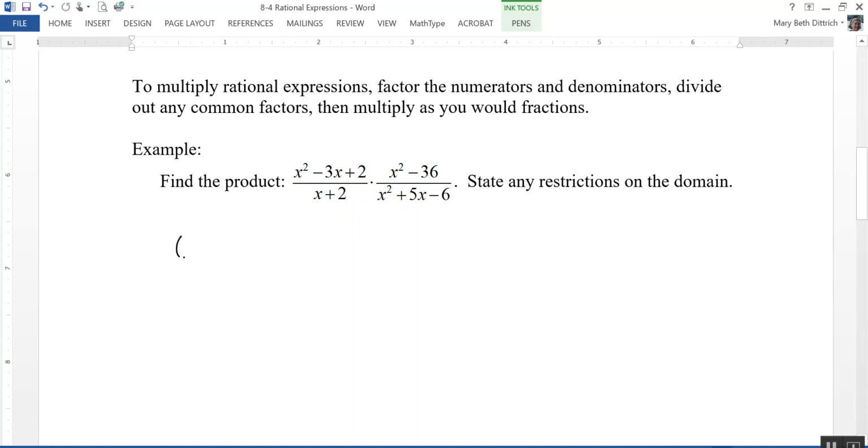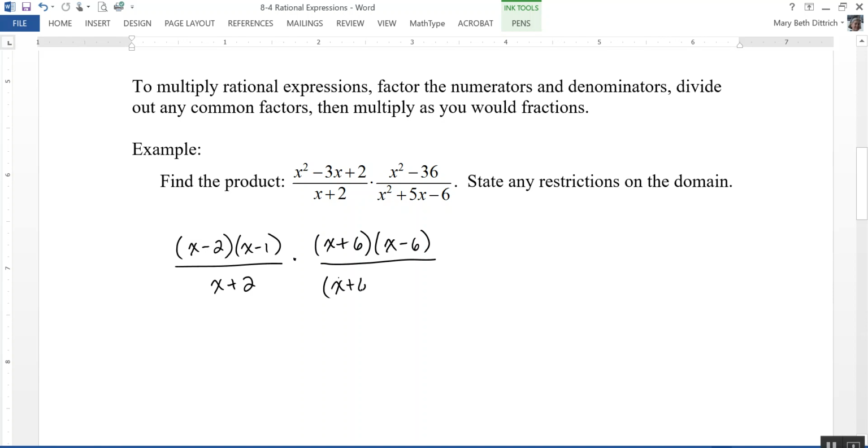On the top of the first fraction, I'm going to get x minus 2, x minus 1, and x plus 2 cannot be factored. On the top of the second fraction, I'll get x plus 6, x minus 6. And on the bottom of the second fraction, I will get x plus 6 and x minus 1. Now I can start canceling.